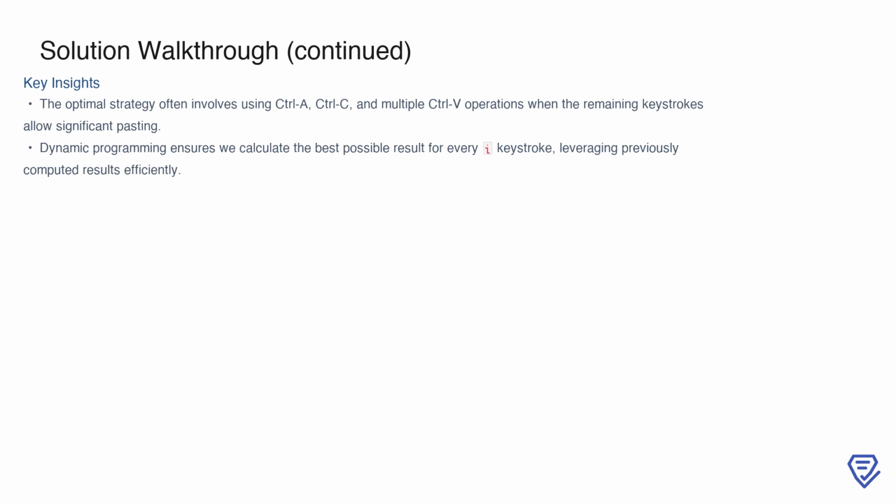The key insight from this problem is understanding when to switch from pressing A to using the combination of Ctrl-A, Ctrl-C, and multiple Ctrl-V operations. The optimal strategy involves carefully selecting the point where copying and pasting becomes more beneficial than continuing with individual presses. Dynamic programming allows us to compute the maximum number of A's for each keystroke by leveraging previously calculated results, ensuring an efficient and structured approach to the problem. This way, we can determine the best sequence of operations to maximize the output for any given n.